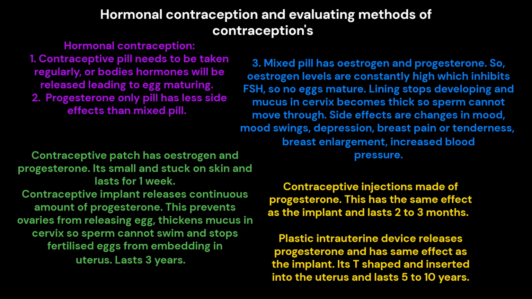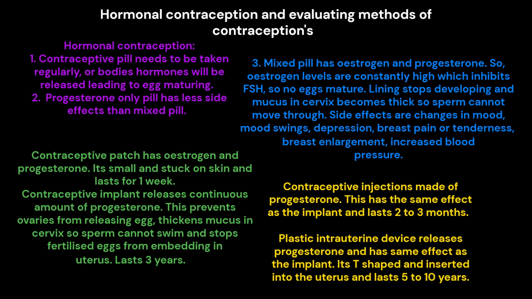Side effects are changes in mood, mood swings, depression, breast pain or tenderness, breast enlargement, and increased blood pressure. The progesterone-only pill has fewer side effects than the mixed pill. The contraceptive patch has estrogen and progesterone. It's small and stuck on the skin and lasts for 1 week. The contraceptive implant releases a continuous amount of progesterone.